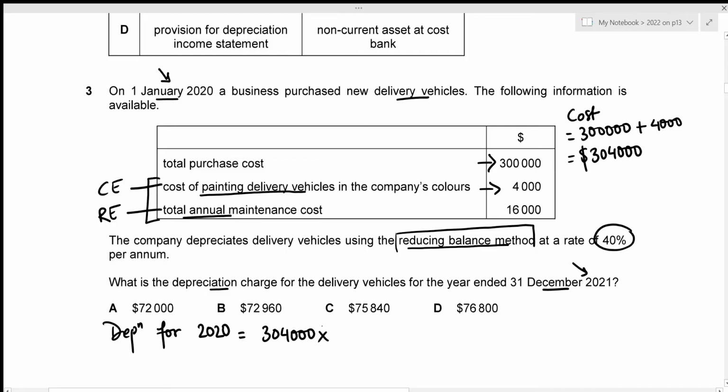And now we can charge our depreciation rate, which is given to be 40%. So we can write it down as 0.40. And this gives the depreciation for the year ended 31st December 2020 to have the value of 121,600.